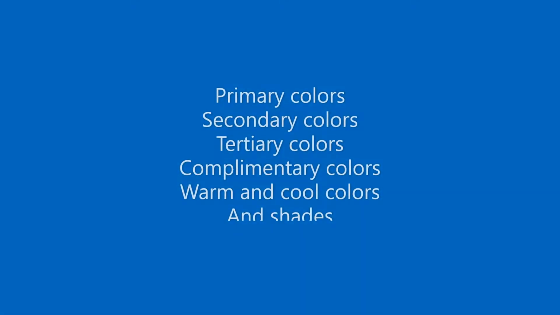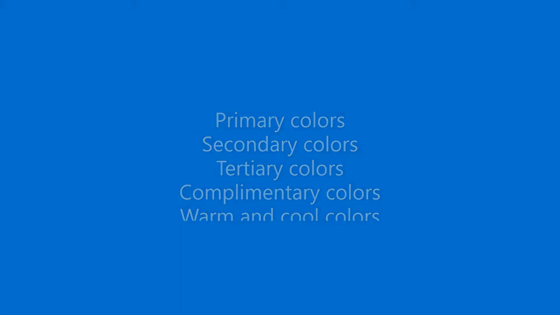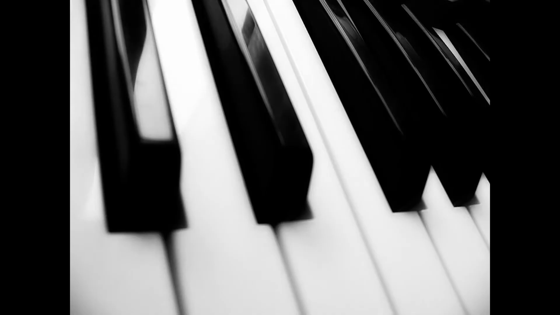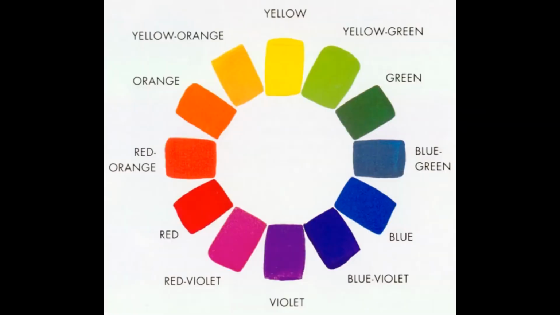Artists categorize colors into different groups. We have primary colors, secondary colors, tertiary colors, complementary colors, warm and cool colors, and shades, such as white and black. Primary colors are colors that only exist in nature as they are. They cannot be made, so that means we can't mix them. The colors are red, blue, and yellow. Out of these three colors, all other colors can be made, except shades such as white.